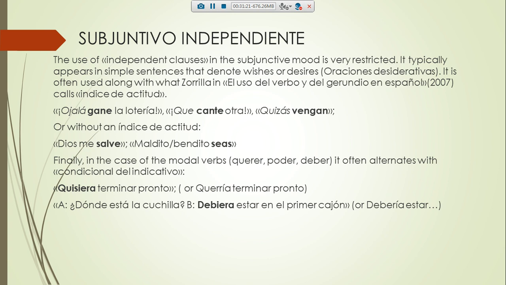Finally, in the case of modal verbs in Spanish, querer, poder, deber, it often alternates with el condicional del indicativo. So we can either say, quisiera terminar pronto, o querría terminar pronto, condicional simple en indicativo. Or in a short exchange, ¿dónde está la cuchilla? Someone can ask, and the other person answers, debiera estar en el primer cajón, meaning, debería estar en el primer cajón.